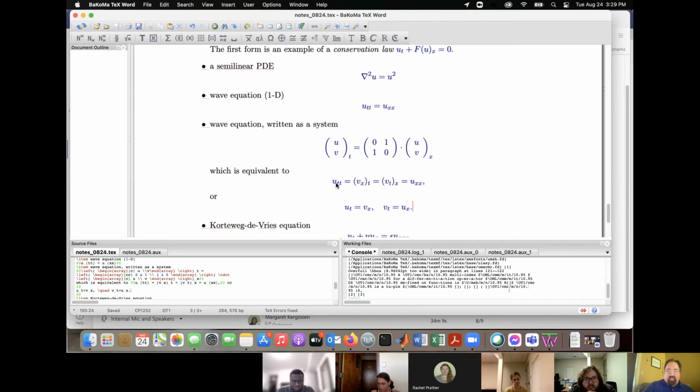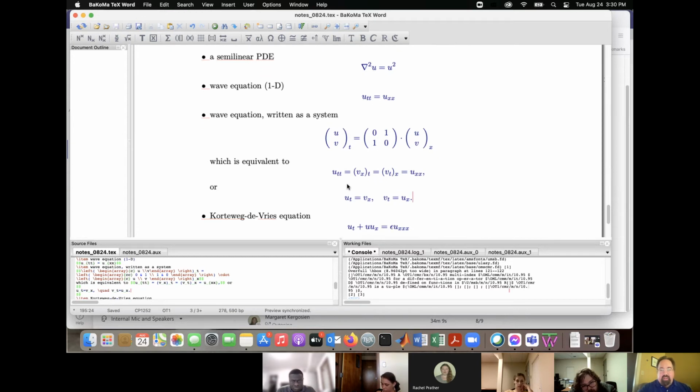But if I take this equation and I differentiate both sides with respect to t, I get this. But v_x with respect to t is the same as v_t with respect to x, so I can swap these. And now I fill in what v_t is. Well, v_t is equal to u_x. So now I have u_xx. So two different perspectives on the same PDE. That's either second order in this case, or a system of two first order equations.